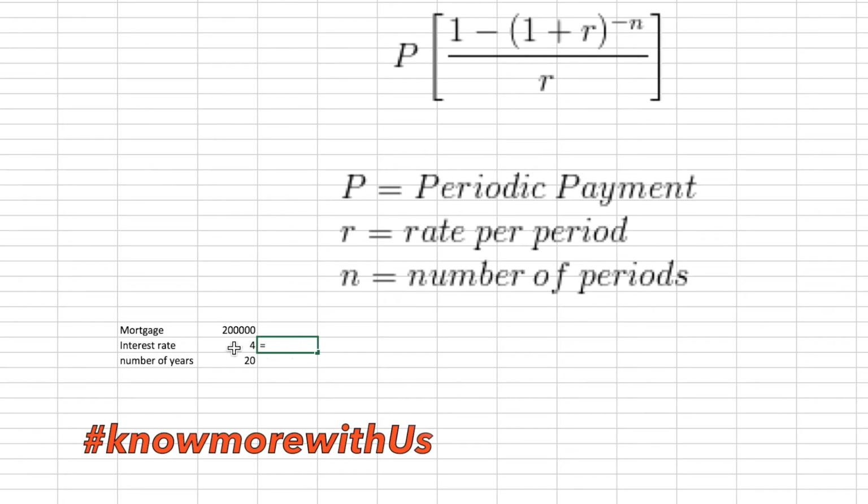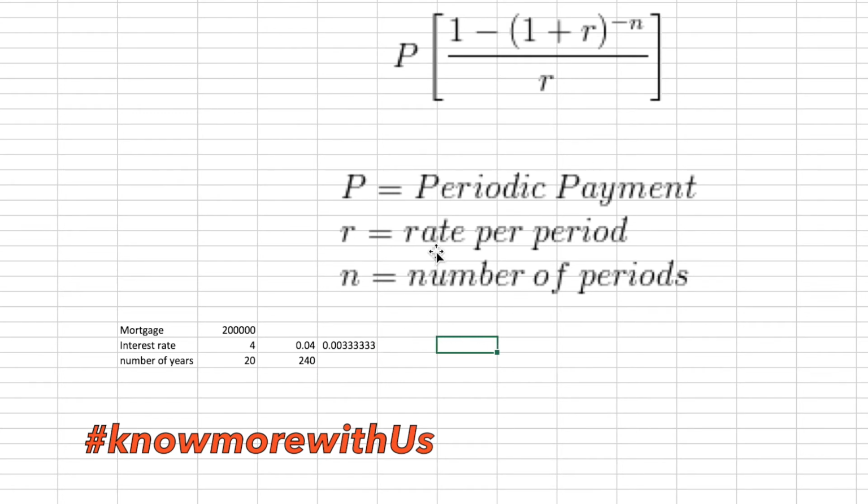So the first thing you have to do is divide 4 by 100, and then divide this by 12 because you're going to pay monthly, not annually, so you have to divide by 12 because there are 12 periods or 12 months in 1 year. Also, you have to multiply this number by 12 in order to find how many months you have to pay. So you have to pay 240 months for your mortgage.